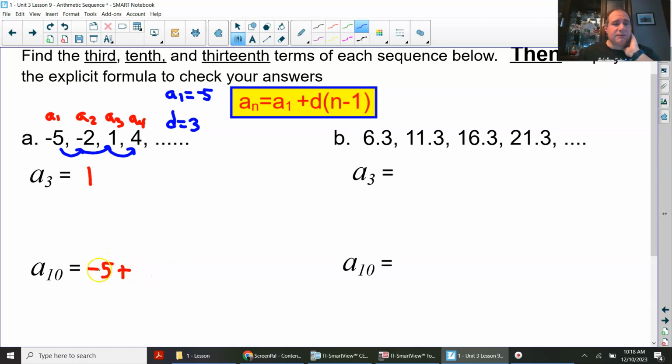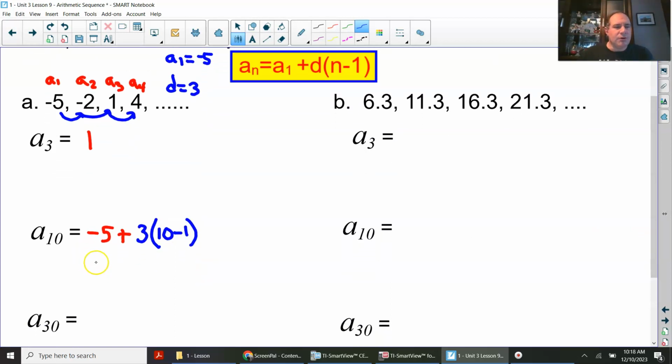So a sub 10 equals -5 plus the common difference of 3 times the term that you're looking for, 10, minus 1. So you could put that directly into your calculator, or you could just go ahead and do -5 plus 30 minus 3. I don't like doing it that way because I just don't like doing it that way. So this is 25 minus 3. And then just go ahead and put 22.